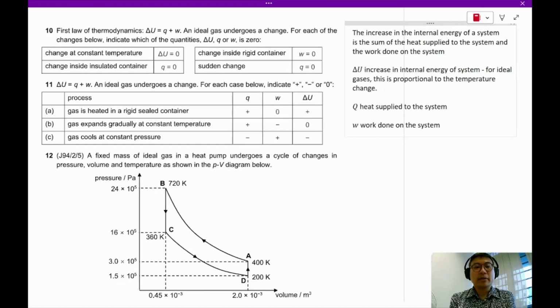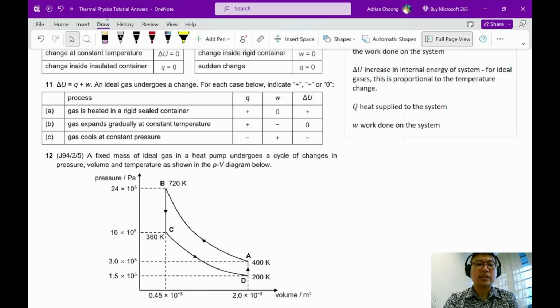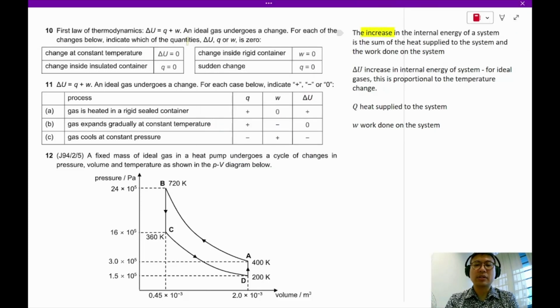All right, let's take a look at question 10. The first law of thermodynamics: delta U equals Q plus W. In this situation, an ideal gas undergoes a change, and for each of the changes below, indicate whether delta U, Q, or W is 0. Let's take a look at the first law of thermodynamics. It states that the increase in the internal energy of a system is the sum of the heat supplied to the system and the work done on the system.